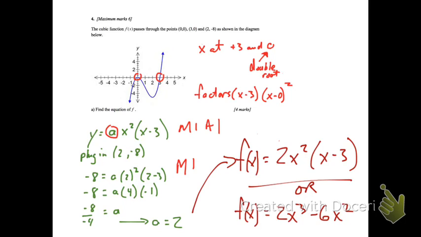You were given a method point for working through plugging in 2 and negative 8, and then an answer point for bringing it all together at the end. We were then asked with this graph to graph f of the absolute value of x.